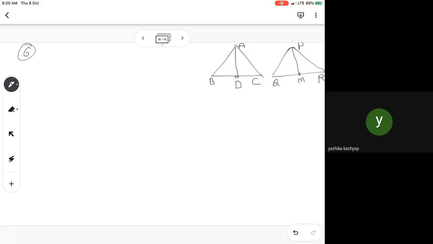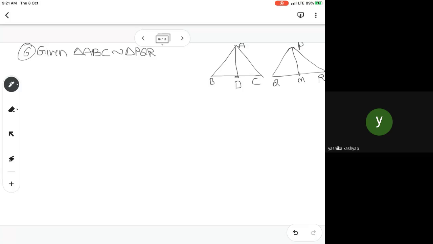Given that, what is given here? Triangle ABC is similar to triangle PQR. If you are taking two similar triangles, the ratio of the areas of these two similar triangles is equal to AB by PQ whole square, BC by QR whole square, AC by PR whole square. We know that, isn't it?